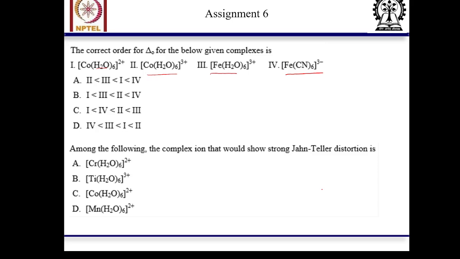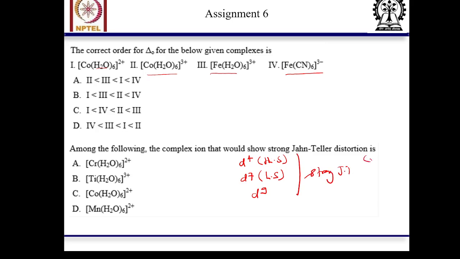Okay. No, that is not the correct answer. What I told previously: D4 low spin, D4 high spin, D7 low spin, D9, because there is no high spin and low spin will show the strong Jahn-Teller.